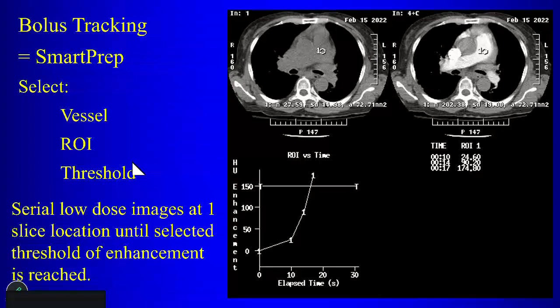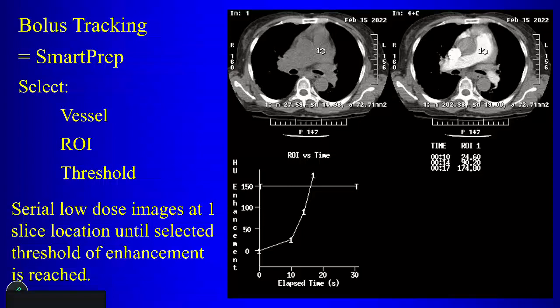Bolus tracking, this is how you ensure that your timing is correct. So a region of interest is put over the vessel of interest. If you're doing a PE scan, we put that over the pulmonary artery, a series of low-dose CTs at that one slice location, usually separated by about 5 seconds. And the software measures the attenuation inside your region of interest. Once it hits this particular threshold, that triggers the study to begin, resets the table, and the study starts.